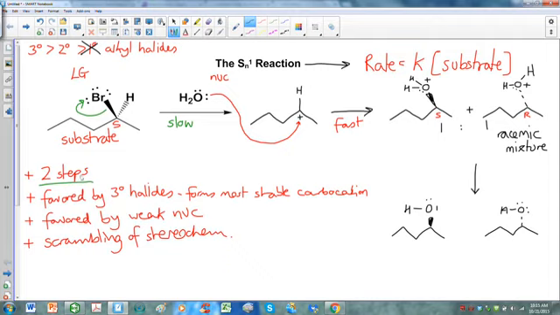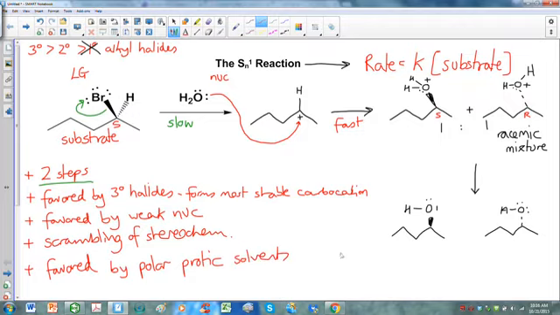So we talked about the number of steps, we talked about the rate law, we talked about favored by tertiary alkyl halides because of the stability of the carbocation. We talked about the stereochemistry, we talked about how they're favored by weak nucleophiles, and the only other thing that we need to consider is the solvent issue. SN2 reactions are favored by something called polar aprotic solvents, and because everything seems to be the opposite in the SN1 reaction, then that's the same here too. SN1 reactions are favored by polar protic solvents.